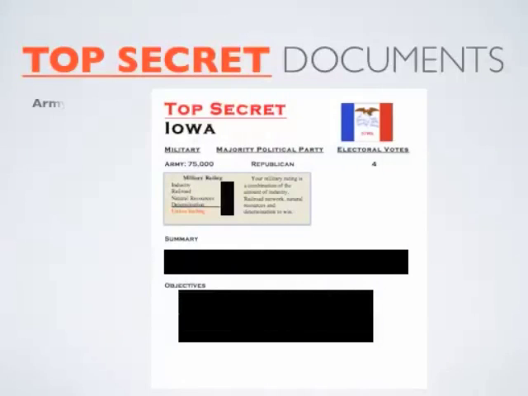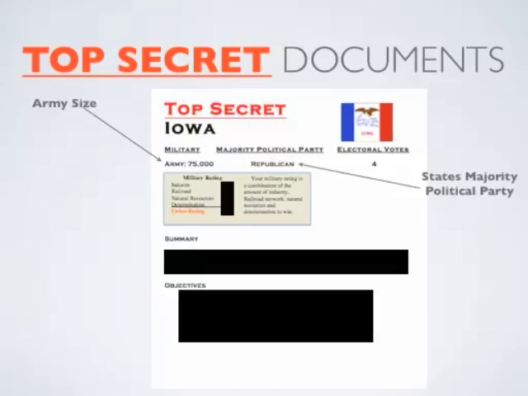If you look at your top secret documents, the first thing it shows you is your army size. It says 75,000 for Iowa. On the map, that'll show up as 75, for 1,000 equals 1, to keep the map kind of clean. It also shows you what your state's majority political party was in 1860. It gives you the number of electoral votes that you'll have during the election. It gives an explanation of how your rating is determined for your army.